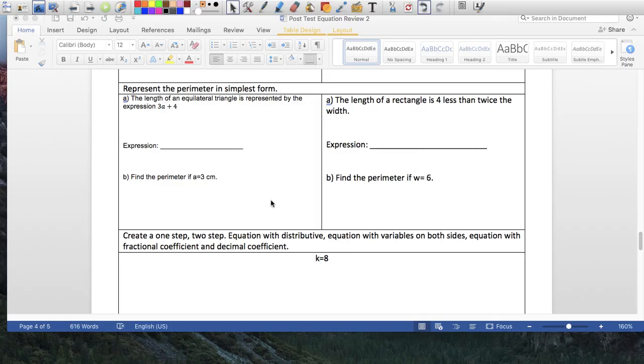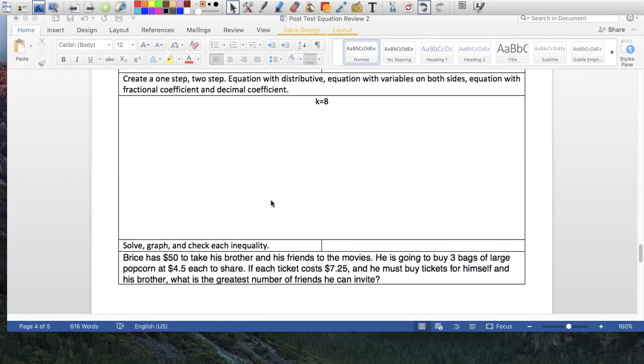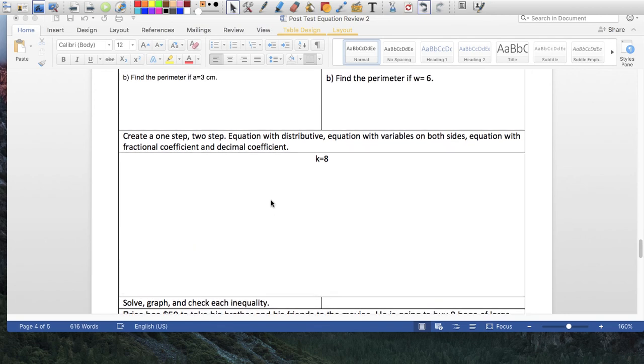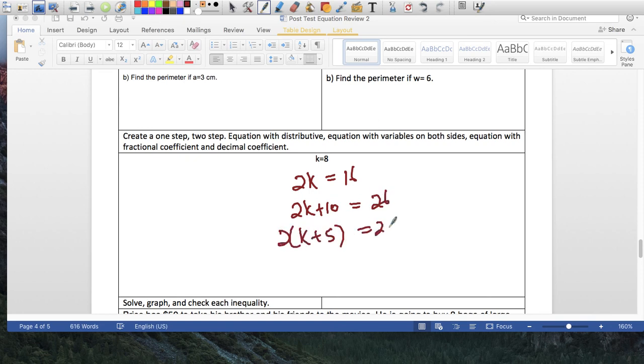And then finally, I think this is the last one. There's 2 more. So we want to create an equation. So here your answers are going to be varied. Multiply both sides by 2, I get 16. I'm going to add 10 to both sides. 16 plus 10 is 26. Distributive property, k plus 5 equals 26.